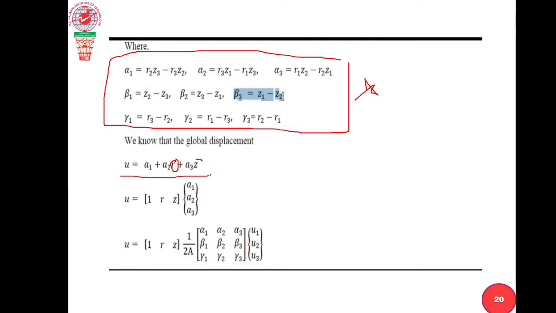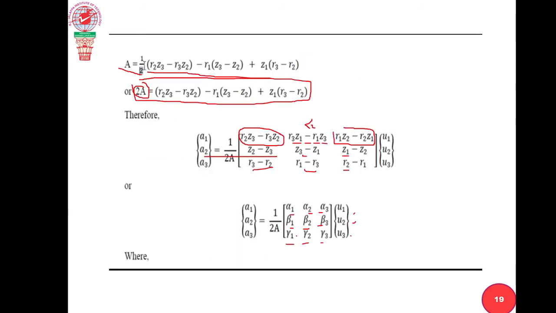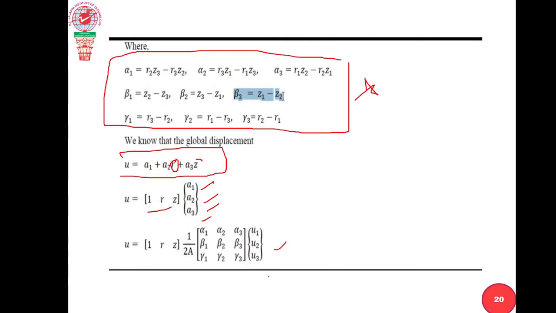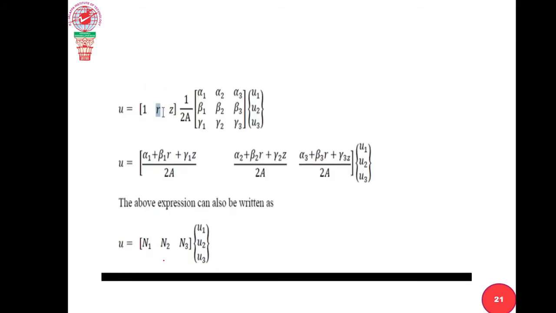Therefore, again I am going to express this in matrix form like this. U is equal to 1 R Z, and A1, A2, A3 matrix I can call as this one. We proved it, correct? 1 by 2A, alpha, beta, gamma matrix with corresponding nodal numbers 1, 2, 3, and U1, U2, U3 are substituted here. So this is the U global displacement matrix now.